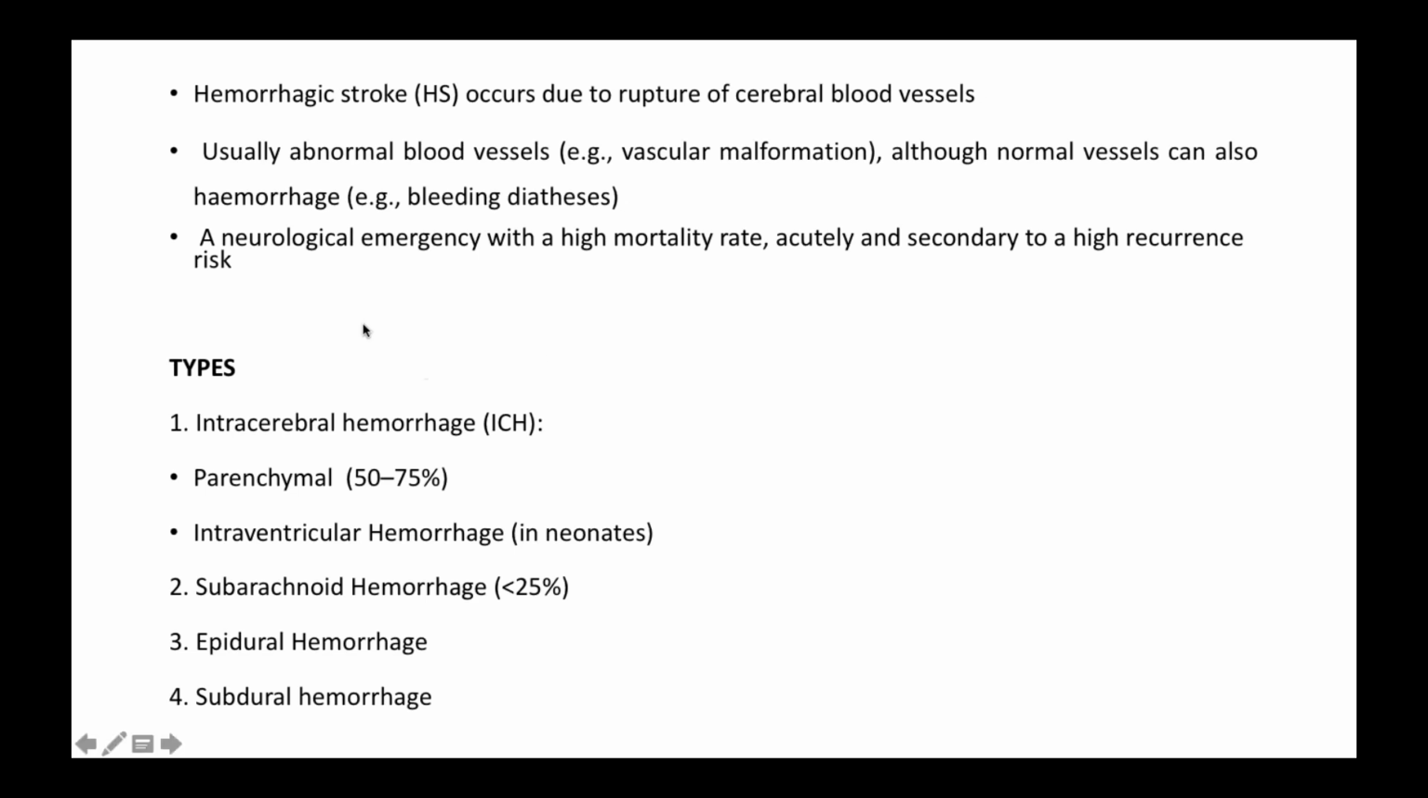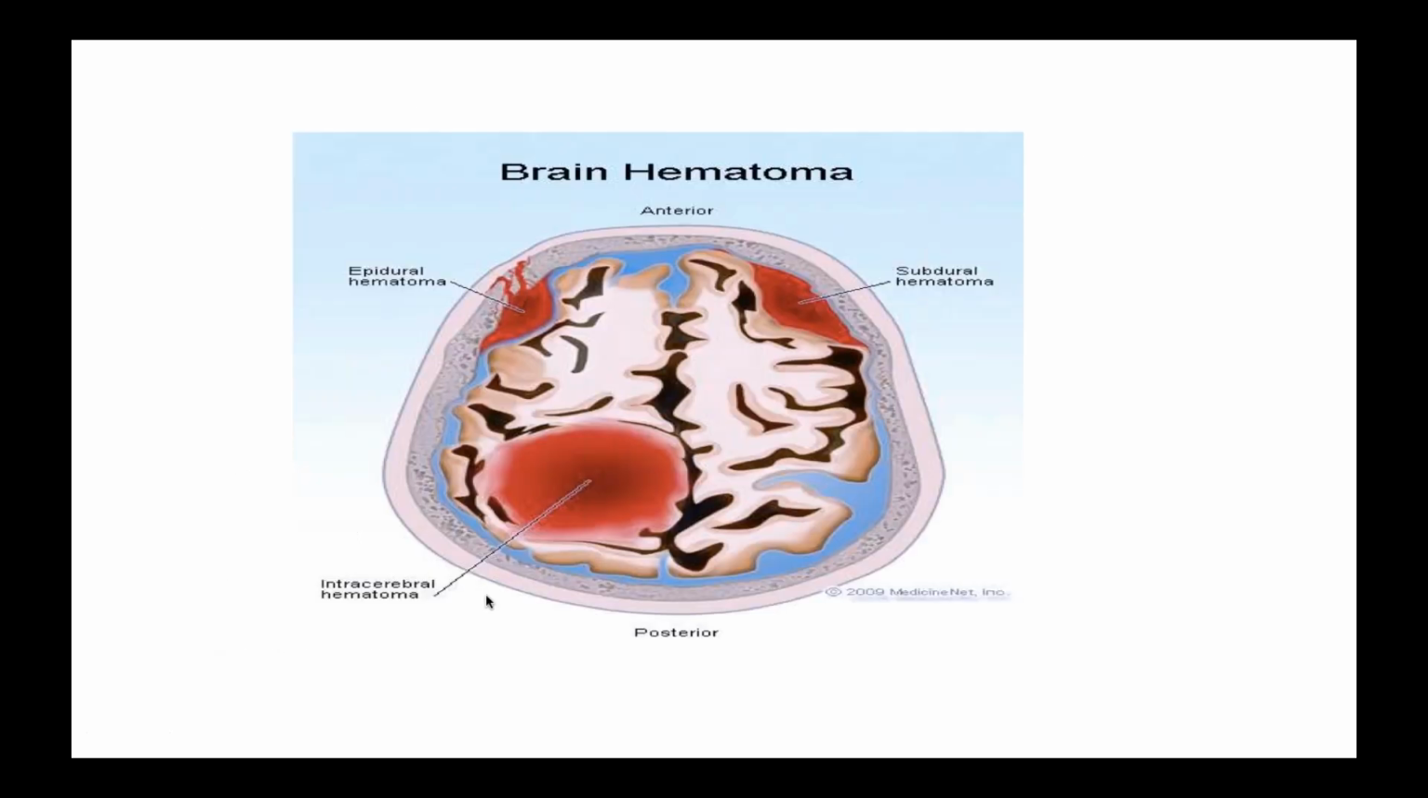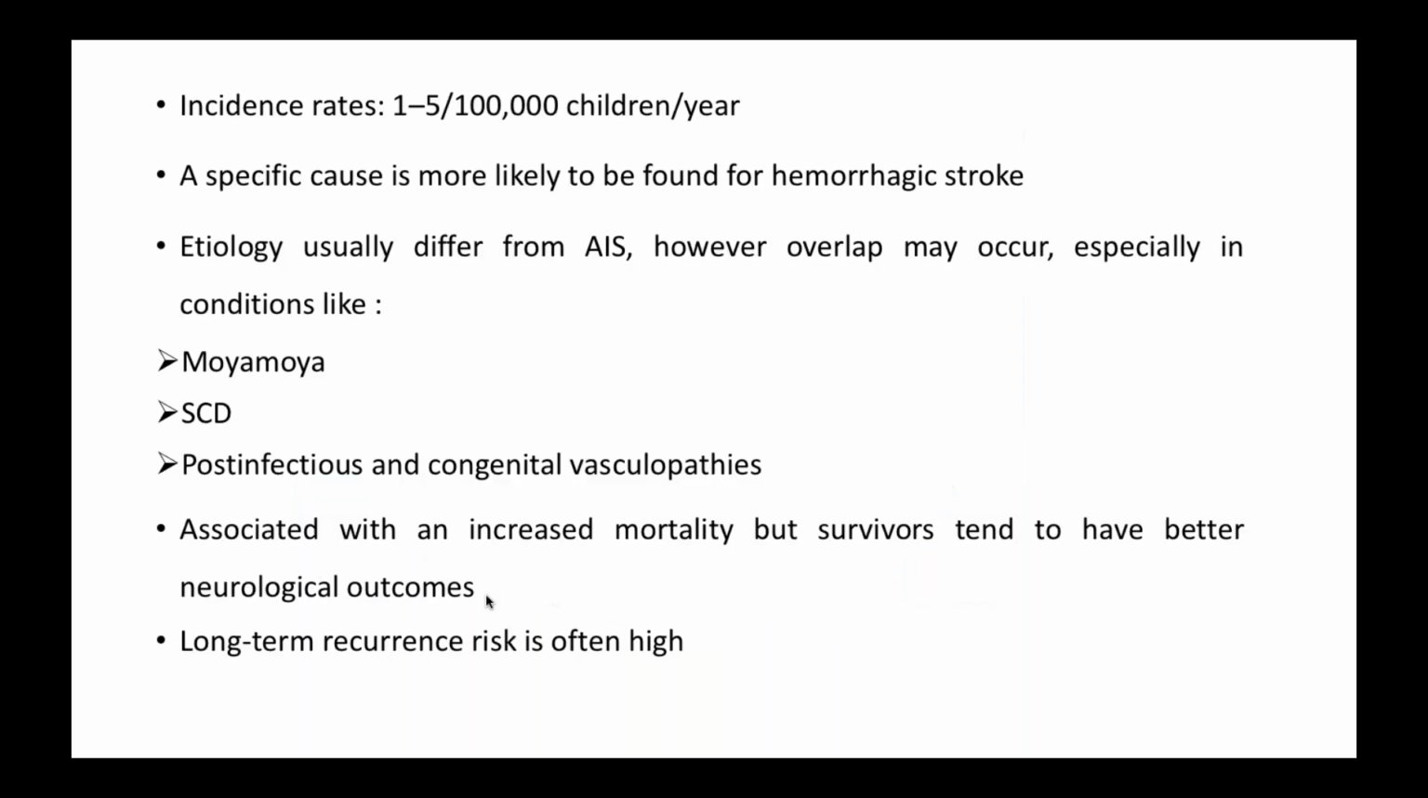So what are the types? It could be intracerebral, that is, parenchymal or intraventricular. Usually intraventricular is found in neonates. Then subarachnoid, epidural, and subdural. I will not be talking about these two; I will be talking briefly about the SAH. So these are the areas where it could occur. The incidence is again 1 to 5 per lakh children, and it is quite high.